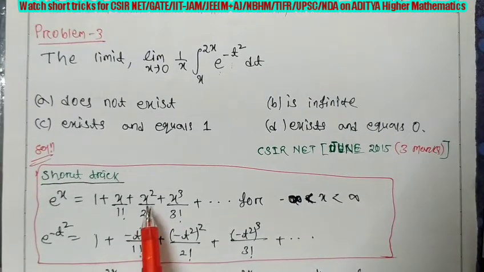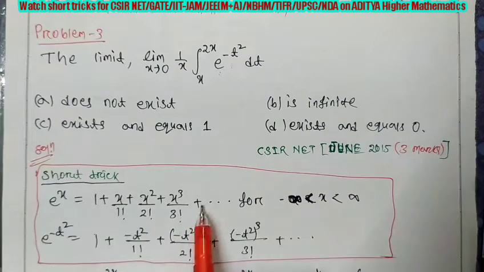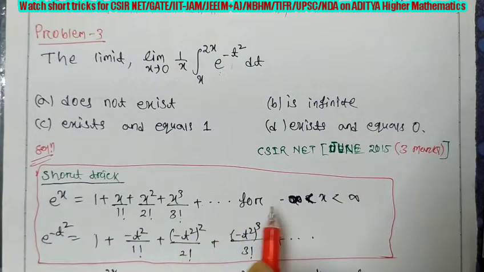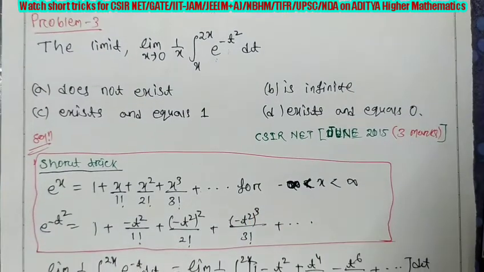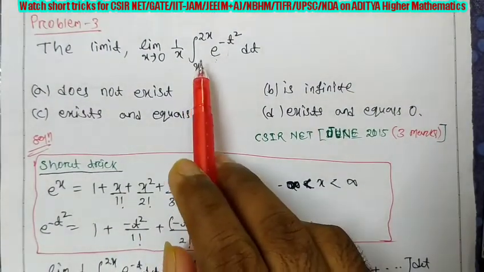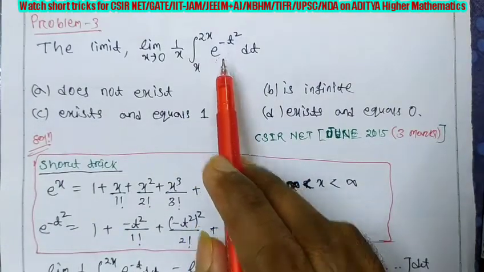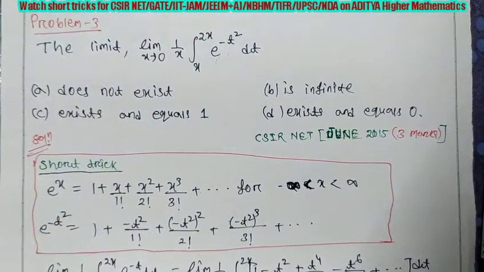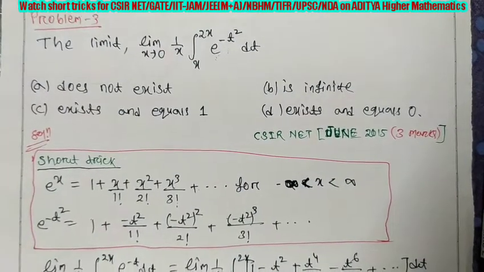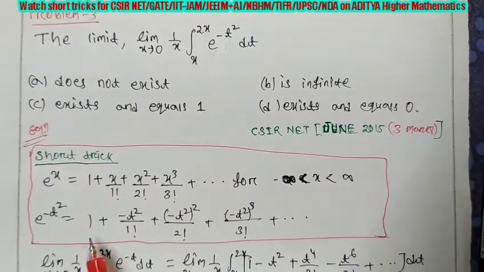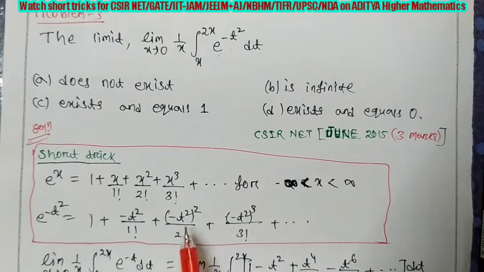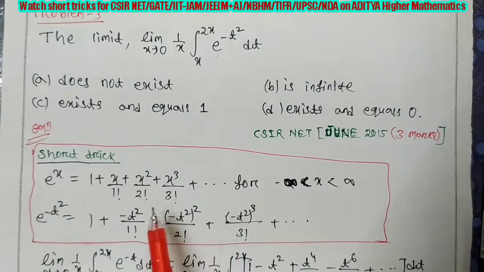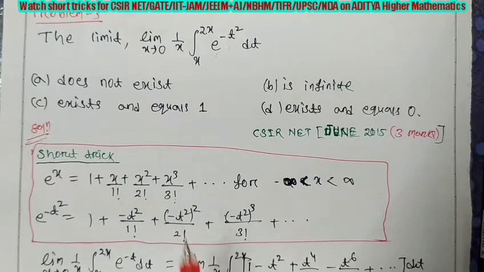1 plus x by 1 factorial, x square by 2 factorial, x cube by 3 factorial up to infinity. And this is an infinite series, and it is valid for whatever real number x you take, that is, x belongs to minus infinity to infinity. Now, in this question you need to find the e to the power minus t square series, so in place of x I am using minus t square. Then when it is minus t square, what is coming? 1 plus, x value we are just putting minus t square, then x square is minus t square whole square, and the remaining same thing only I am writing, x cube is minus t square whole cube.